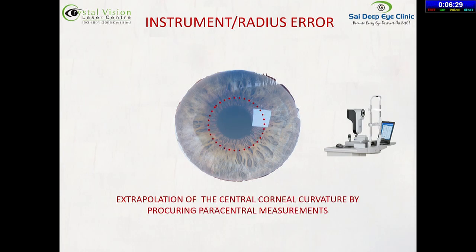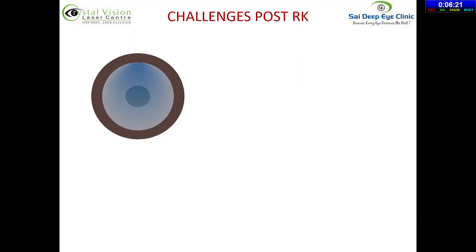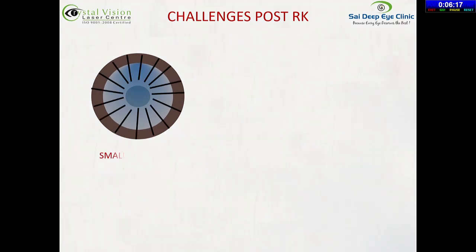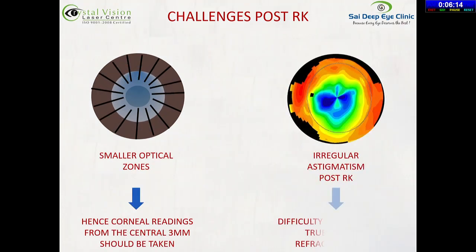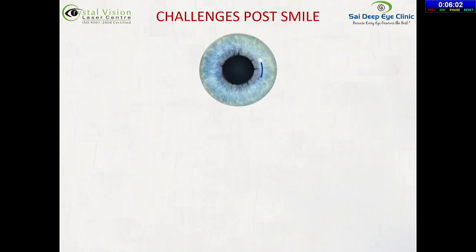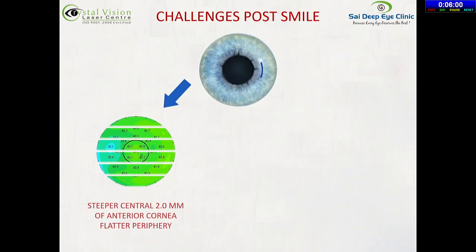Also, there is a lot of irregular astigmatism post-RK, and hence you get a difficulty in determining the true corneal refractive power. In cases post-SMILE, there is a steeper central 2 millimeters of the anterior cornea, and the periphery is usually flatter. Usually in this case, the asphericity of the cornea is well maintained, so that is not a challenge in cases post-SMILE. And usually there are good agreements between the ray tracing and the 7 formulas in the ASCRS calculator. So patients who've undergone SMILE are usually not that much of a challenge in calculating the IOL power.